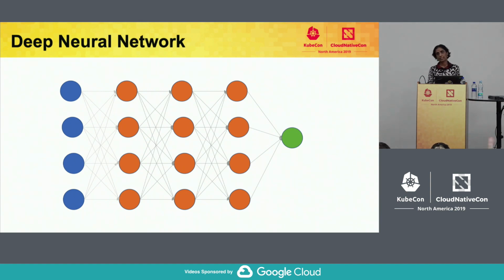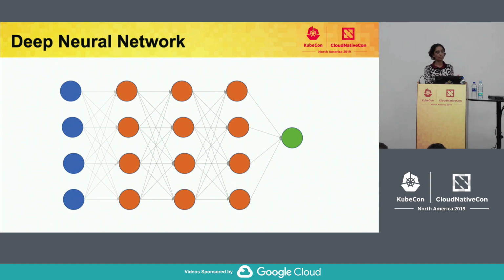So maybe like 50%. So I'll just quickly walk through a deep neural network and just give a high-level view of what communication is needed and how it can be optimized across different layers. So this is a view of a model. And the blue dots represent the different features of the input, and the green dot represents the output.